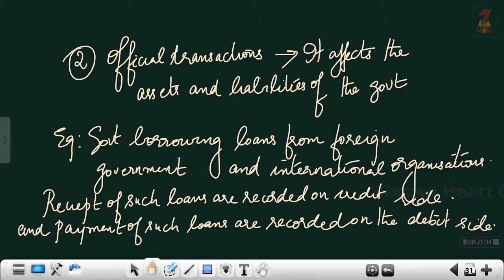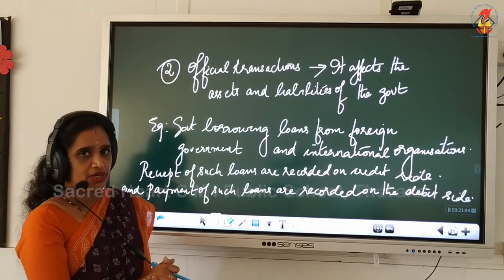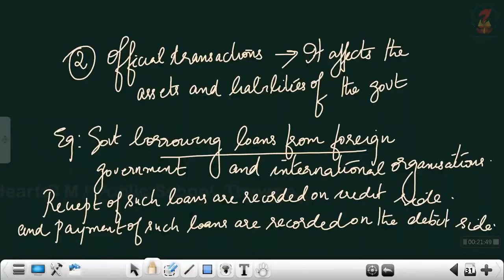So it affects the assets and liabilities of the government. Those transactions which affect the liabilities and the assets of the government are known as official transactions. For example, government borrowing loans from the foreign government. Government also will borrow loans. You have very well learned in government budget. Loans from the foreign government as well as from international organizations like IMF, World Bank, etc. You know it very well.